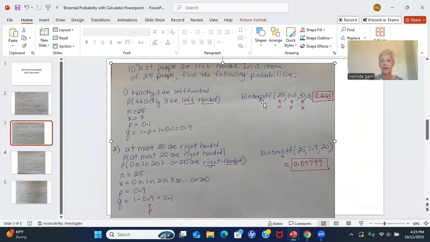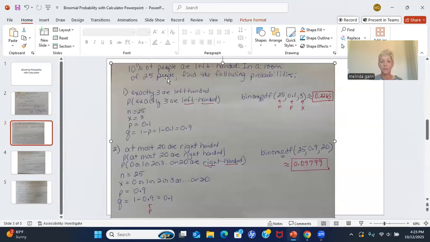All right. And then I type in a 25 and a comma. Remember that comma's above the 7. My P, I go back over here and find it, is 0.1. So I type it in with a comma. Then I go back over here. My X is 3. And then I close my parenthesis, remember, that's above your 9, and hit enter. And the calculator puts up a really long decimal that I rounded to 4 decimal places, 0.2265. So 2,265 10,000ths.